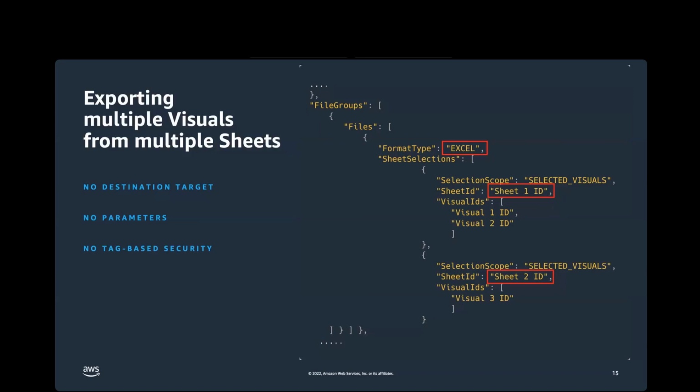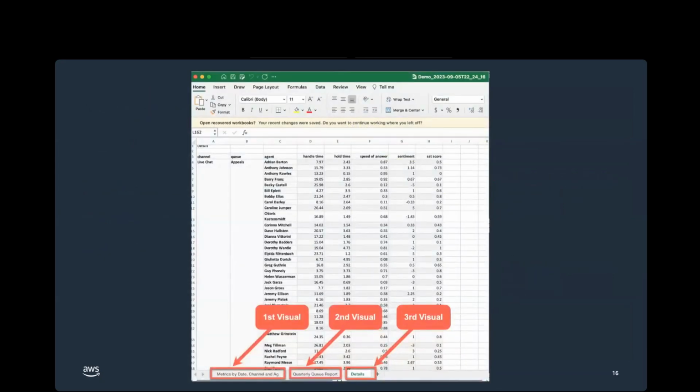And if you look here, you can see that there are 3 different visuals. The first 2 are coming from the first sheet, and the third visual is coming from the second sheet. In such a case, the resulting Excel file will look like this. As I mentioned, the order in which you list the visuals will determine the order of the worksheets in the final Excel workbook file. Now, let's talk about output destination options.